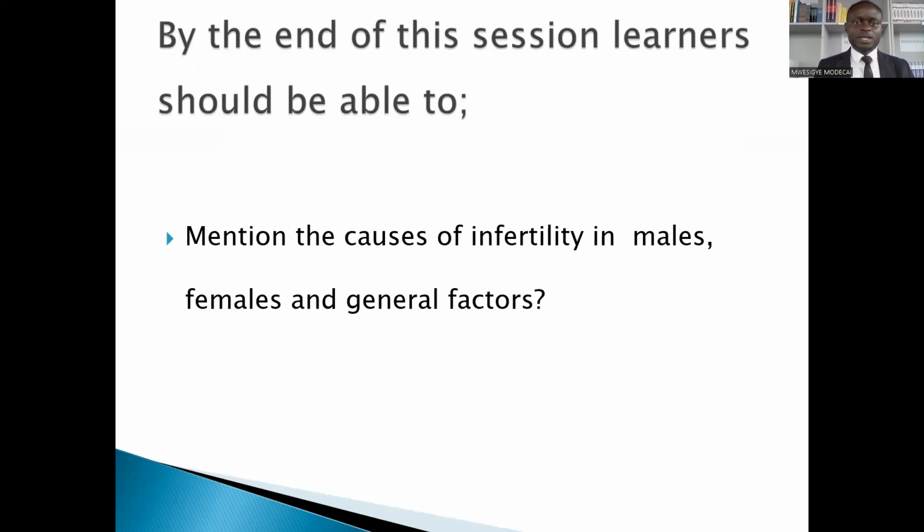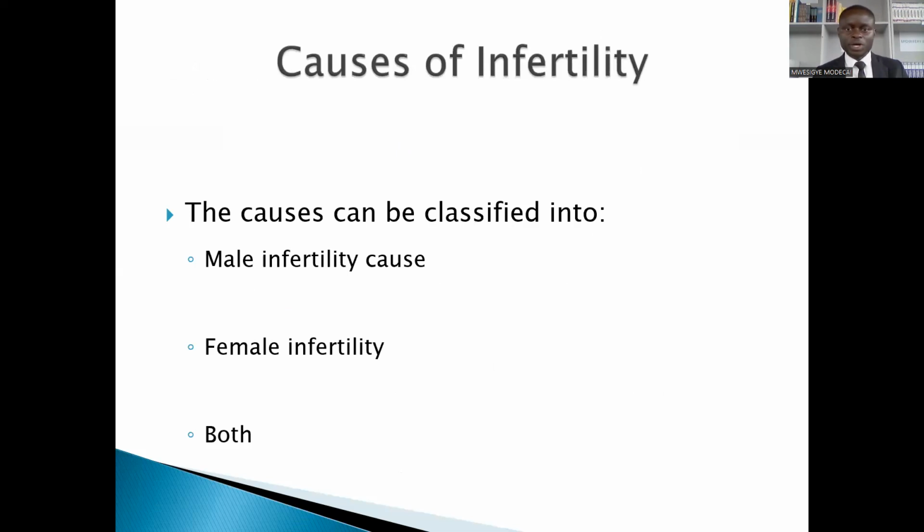So this is our first slide, and we are saying by the end of this session, learners should be able to, and we have strictly one objective because it's quite big, mention the causes of infertility in males, females, and also in both. So what are those causes? Here we go. We have these causes classified into three as our first objective: male infertility causes, female, and both.